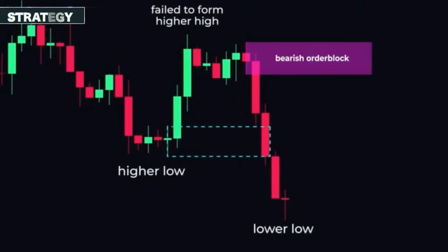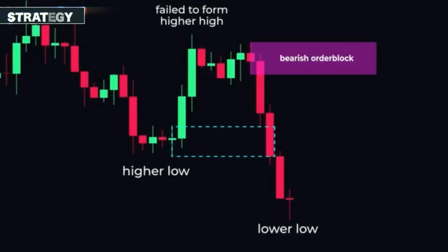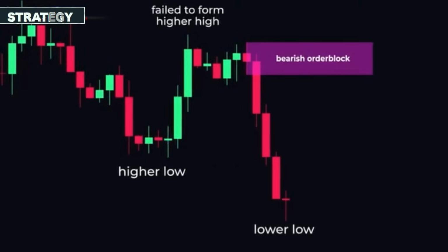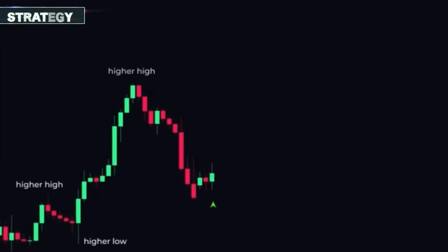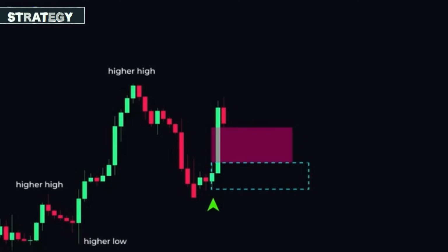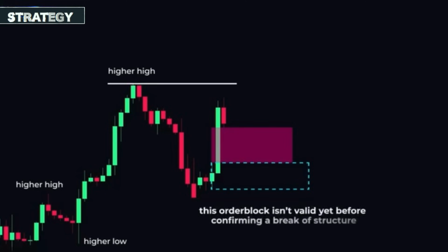The previous bullish order block isn't valid because the price didn't form higher highs. However, this bearish one is valid because it resulted in a change of character. Here we see a significant upward movement, coupled with inefficiency, suggesting a possible order block. However, since the price hasn't formed a break of structure yet, this order block isn't valid at this point.